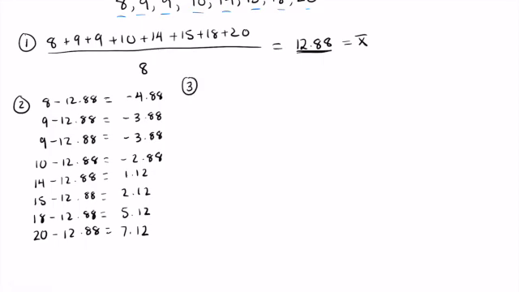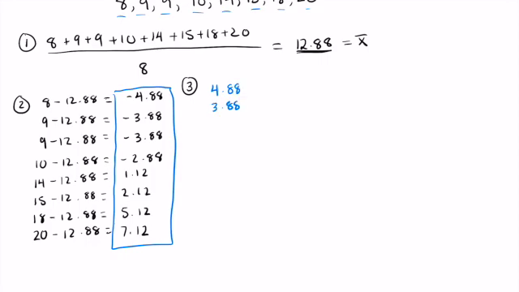Step 3 is where I make all of these numbers positive. Now, obviously, some of them already are positive, and that's fine. But I now have 4.88, 3.88, 3.88, 2.88, 1.12, 2.12, 5.12, and 7.12. Count them just to make sure we have all of them. 1, 2, 3, 4, 5, 6, 7, 8. We've got them all because now I can do step 4 and find the new mean.